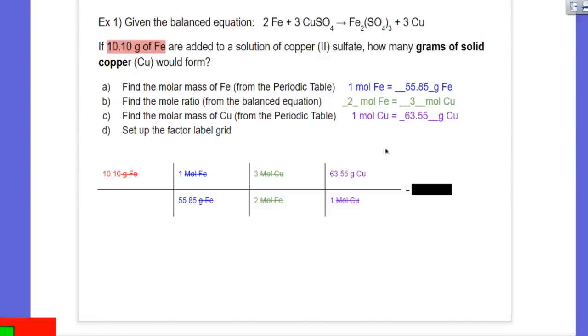Divide that answer by 55.85. Then click enter. Then take that answer, divide it by 2, enter. And then take that answer and divide it by 1. You're dividing by each of those values on the bottom, one at a time. And your final answer is 17.24 grams of copper.